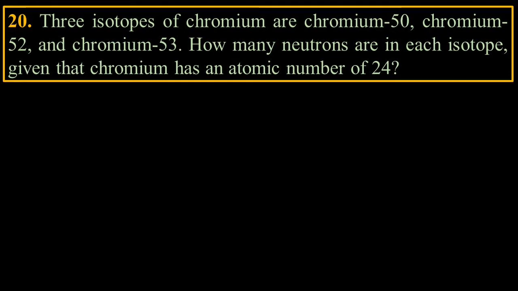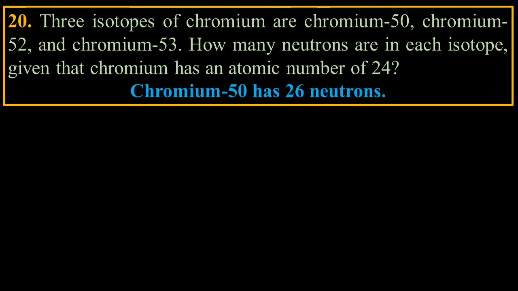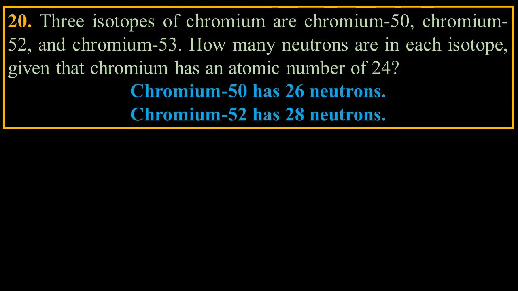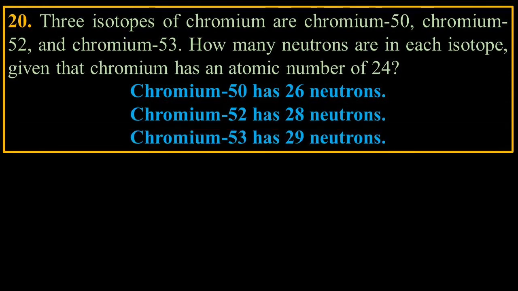Three isotopes of chromium are chromium 50, 52, and 53. How many neutrons are in each isotope given the chromium has an atomic number of 24? So you're just simply going to subtract 50 minus 24, 52 minus 24, and 53 minus 24 because the mass number is the protons plus neutrons. So 50 minus 24 would be 26. 52 minus 24, there's 26. That's the number of neutrons. And then 28, add 2, and then add one more, 29. Okay, next.